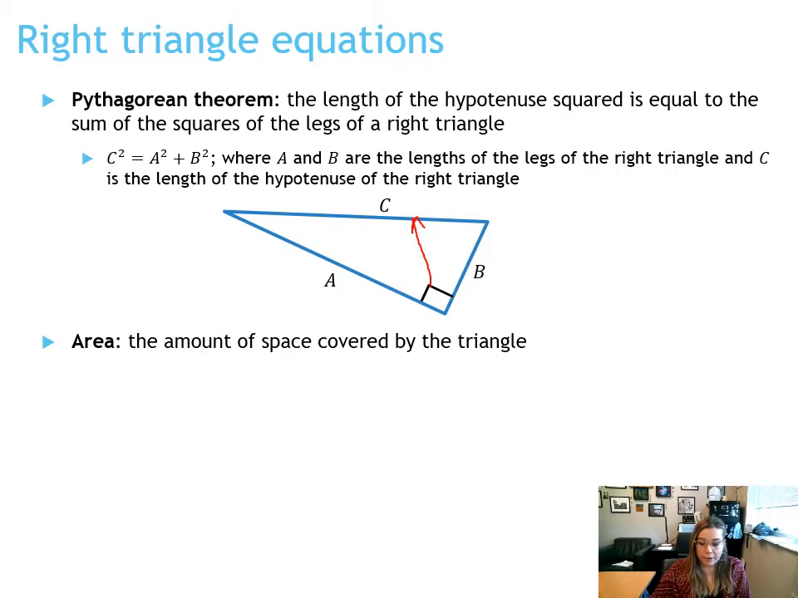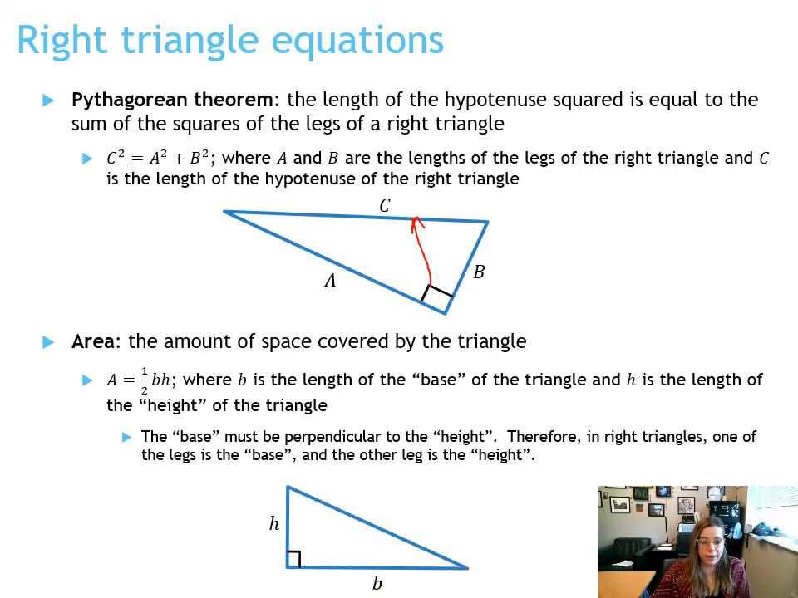To calculate area, here's another equation you might use for triangles. This is true for any triangle. Area is 1/2 the base times the height. For right triangles, it's actually a little bit easier to calculate area because one of your legs is going to be the base and one of your legs is going to be the height. The definition of base and height are two measurements within a triangle that are perpendicular to each other. So for a right triangle, it's automatically the legs of the triangle.